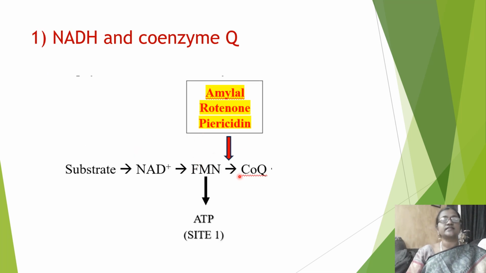First, let us consider the inhibitors which block the transfer of electrons from NADH to coenzyme Q. The important ones are amytal, rotenone and piericidin. These are the ones that inhibit this transfer, thereby blocking the next series of steps.